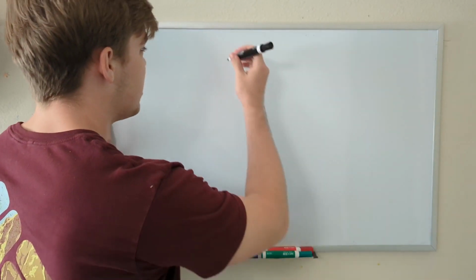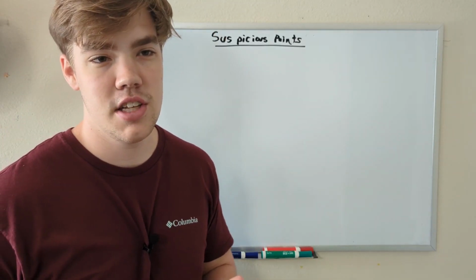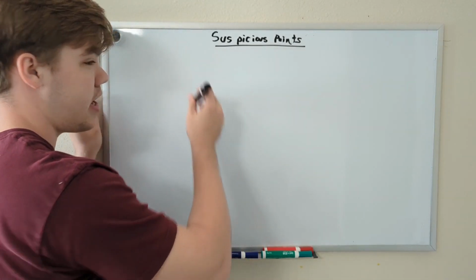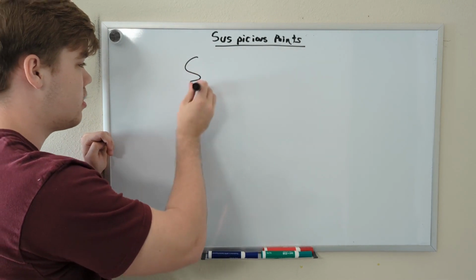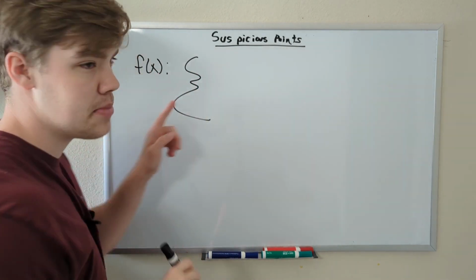In today's video, we're going to be talking about suspicious points. Suspicious points are points on a function that are a little bit hard to define. In other words, the rules change at a certain point, and this is a little bit easier to see with an example. So this is f of x, and f of x is a piecewise function.